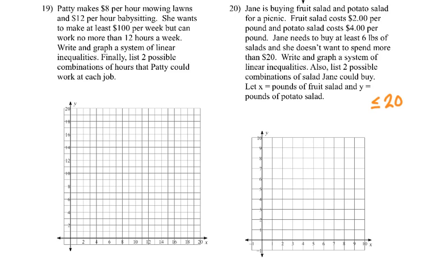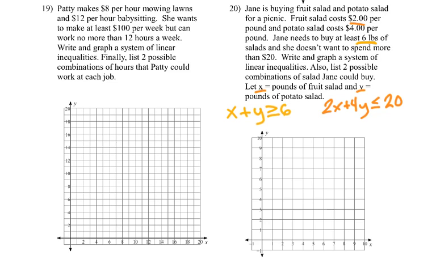Okay, so the cost of fruit salad is $2, so it'd be 2 times x, because x is fruit salad. We'd add to that 4 for potato salad times y, the number of pounds. That would be one option. The other one is she's going to buy 6 pounds. So the x, pounds of fruit salad, plus the y, pounds of potato salad, is at least 6 pounds. So it can be bigger than 6 pounds, but it has to be at least.